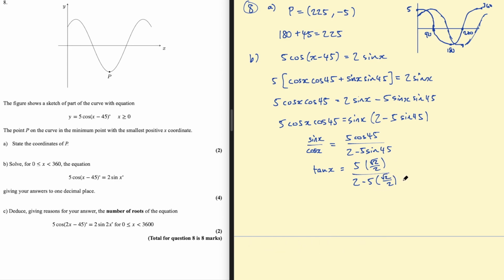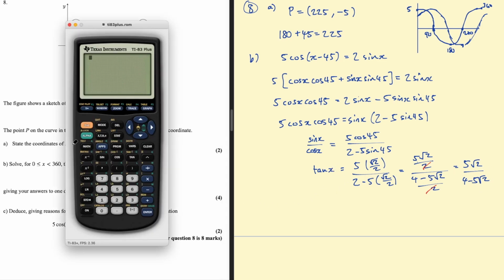I'm going to simplify this a little bit just to make it easier to put into my calculator. So this will be 5 root 2 on 2 over (4 take 5 root 2 on 2). And then I can cancel out those denominators in the numerator and denominator. So then this is 5 root 2 on 4 take 5 root 2. And then I can take the inverse tan of this and get my values for x. So let's put that into a calculator.